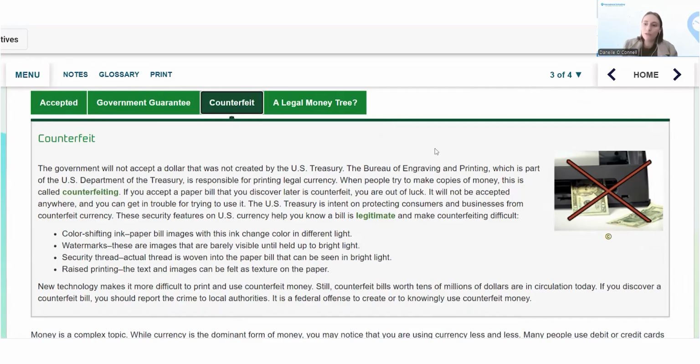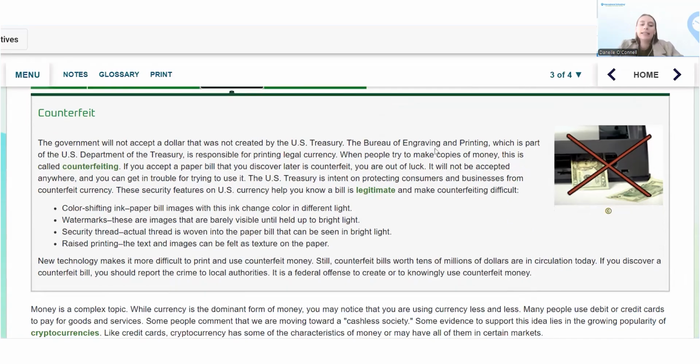They put security features in place, and that would be color shifting ink. So the paper bills in this ink will change color under a different light. There are some watermarks that are barely visible under a bright light, as well as a security thread, which is actual thread woven into the paper bill and can be seen under a bright light, and also raised printing. So the text and images can be felt on the paper. You can feel the texture of it.